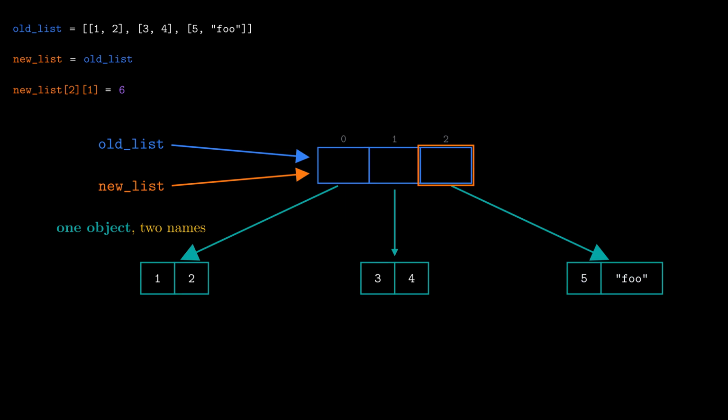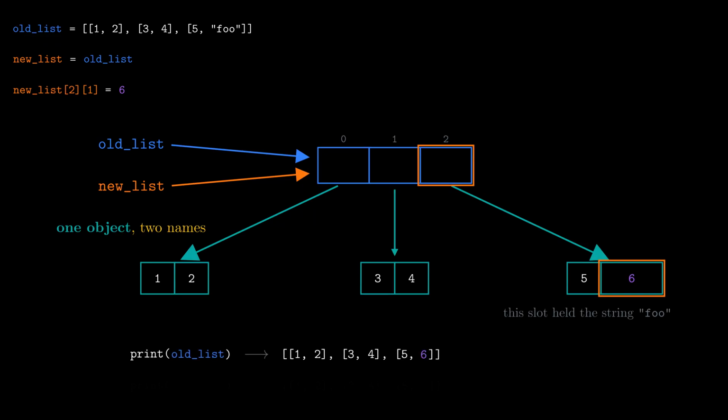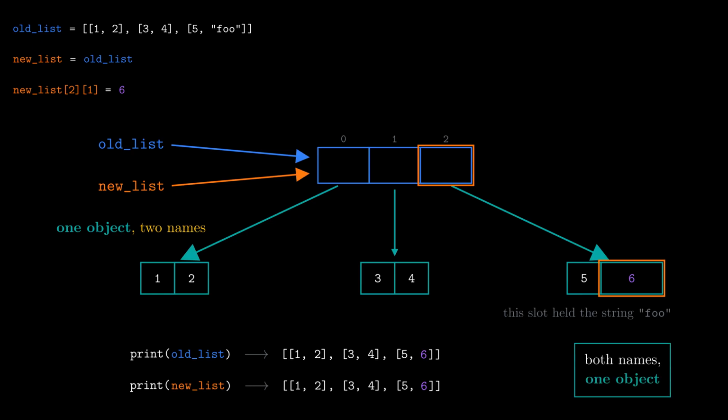Then it goes into that sublist at position 1 and sets it to the number 6. That slot held the string foo. Follow the arrows. New list reaches the shared top-level object. Position 2 reaches the third sublist, and the position 1 inside it becomes 6. Print old list, and the 6 is there as well. One object was mutated, and both names see the mutation.